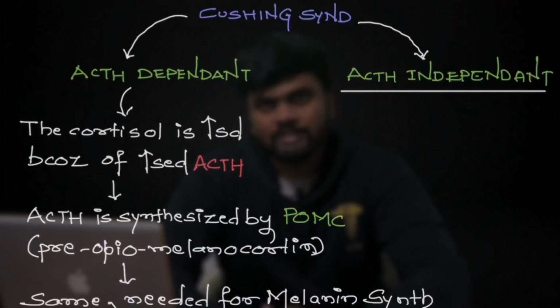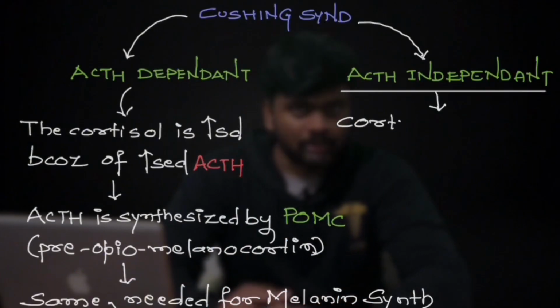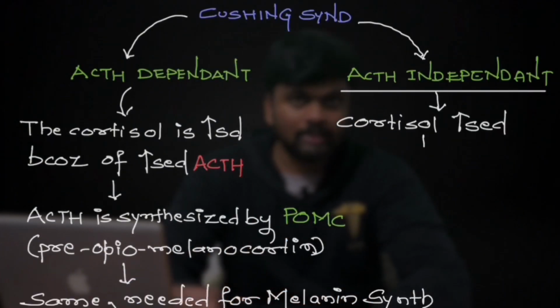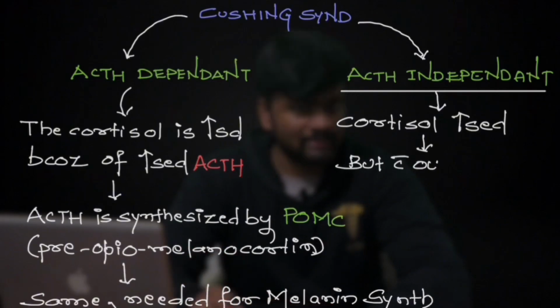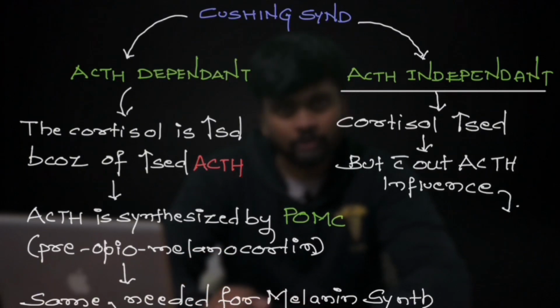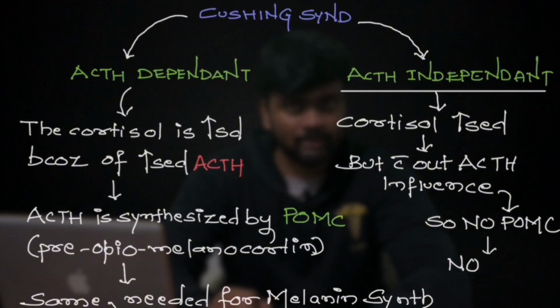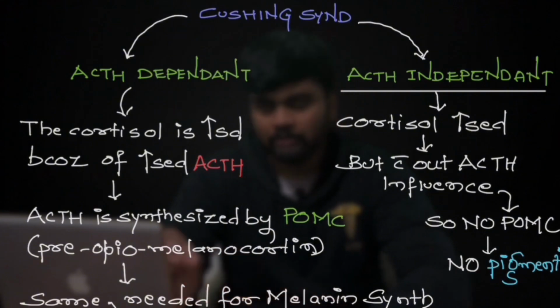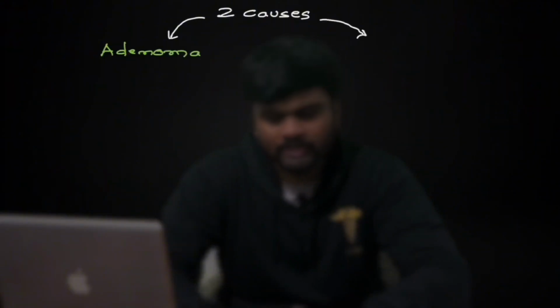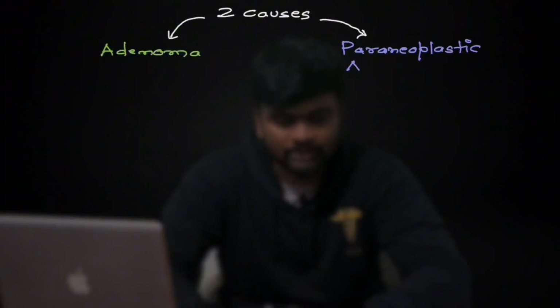Now let's study about ACTH independent Cushing syndrome. Here the cortisol is increased but ACTH will be completely normal. As ACTH is normal, POMC will be normal. So there will be no excess melanin synthesis. So the person will have no pigmentation. I have just said about two causes for ACTH dependent Cushing syndrome. One being the pituitary adenomas, another being ectopic ACTH disease, which is paraneoplastic syndrome.